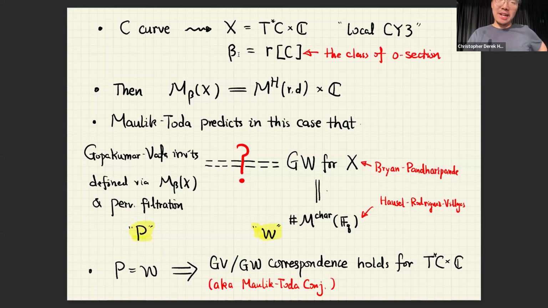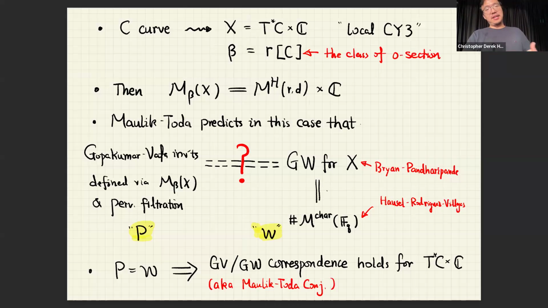And we consider the curve class beta to be R times the zero section of this Calabi-Yau threefold. In this case, one can show that this Gopakumar-Vafa moduli space is nothing but the moduli of Higgs bundles of rank R, where the degree D is determined by Riemann-Roch calculations from the Euler characteristic, which is 1. So the moduli space is basically M_H cross C.